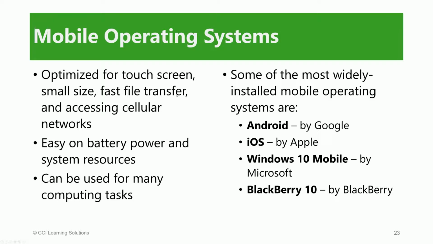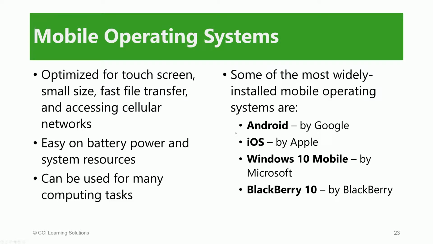Now, mobile operating systems. These systems are optimized for touchscreens. They have a small size, fast file transfer, and accessing cellular networks. They are easy on battery power and system resources, and can be used for many computing tasks. Some of the most widely installed mobile operating systems are Android by Google, iOS by Apple, Windows 10 Mobile by Microsoft, and BlackBerry 10 by BlackBerry.